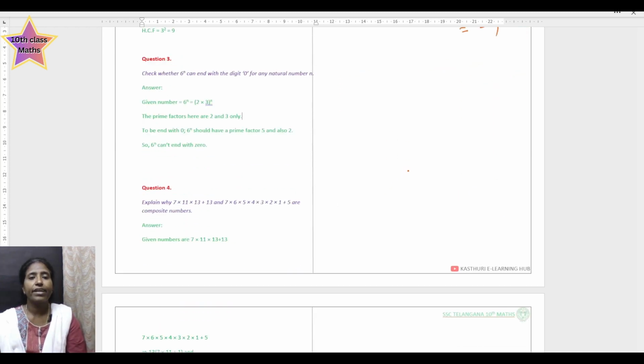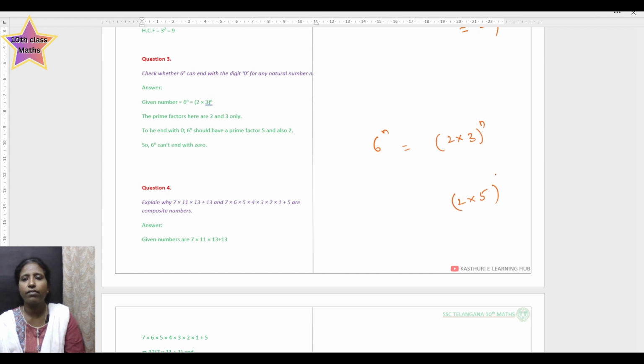Here we have question number 3. Check whether 6 power n can end with the digit 0 for any natural number n. Okay, here we are given 6 power n. If you factorize 6, you get 2 into 3 power n. If the last digit must be 0, it should be 2 into 5. 2 5s are 10. 10 power n only you will get the digit 0.